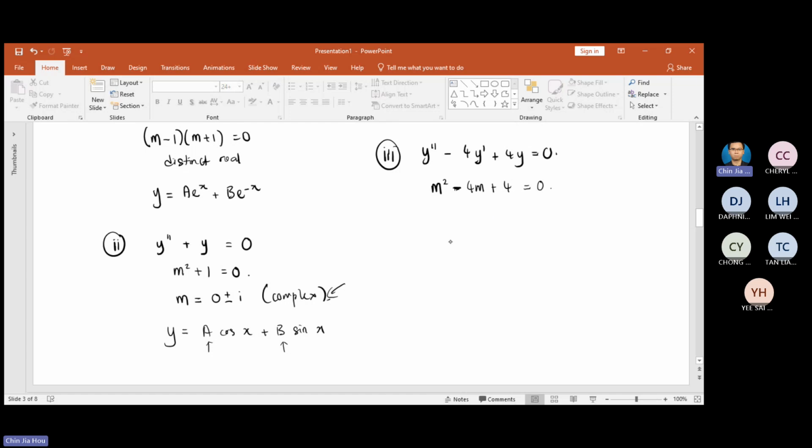So with this one, if you use your calculator, what do you get? m equals 2. You notice that you only have one number. So it means that it is a repeating root. When your m has only one value, then it's repeating, and by formula we can write the general solution as y equals (Ax + B) e^(2x).